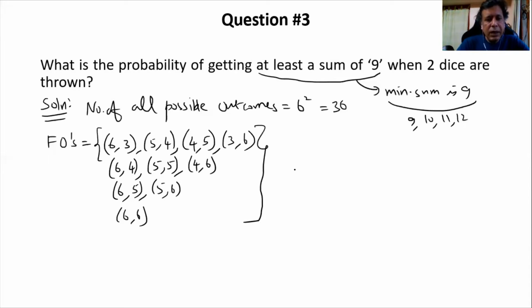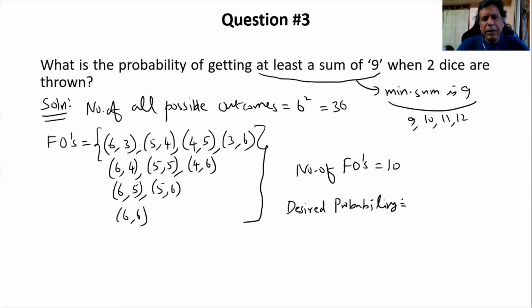So how many favorable outcomes? The first row is giving me 4 outcomes, 4 plus 3 is 7, 7 plus 2 is 9, 9 plus 1 is 10. So the number of favorable outcomes is 10, and the desired probability will be 10 divided by 36. Two 5s are 10, two 18s are 36. So 5 by 18 is our probability. Let's move on to the next question.